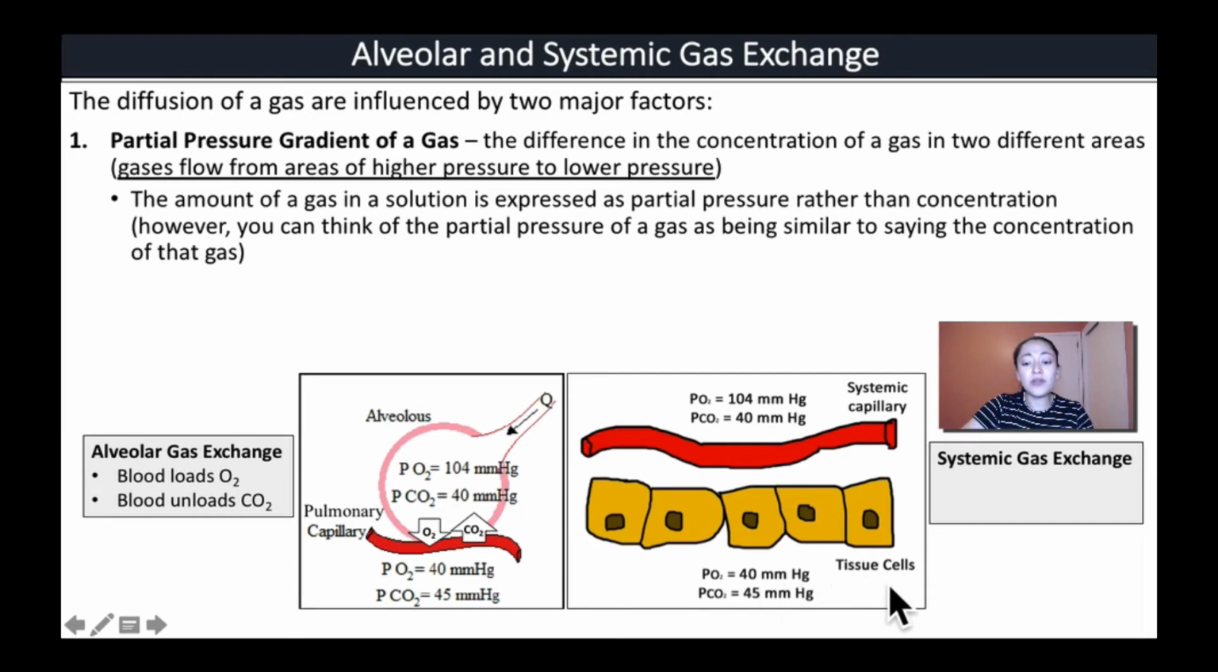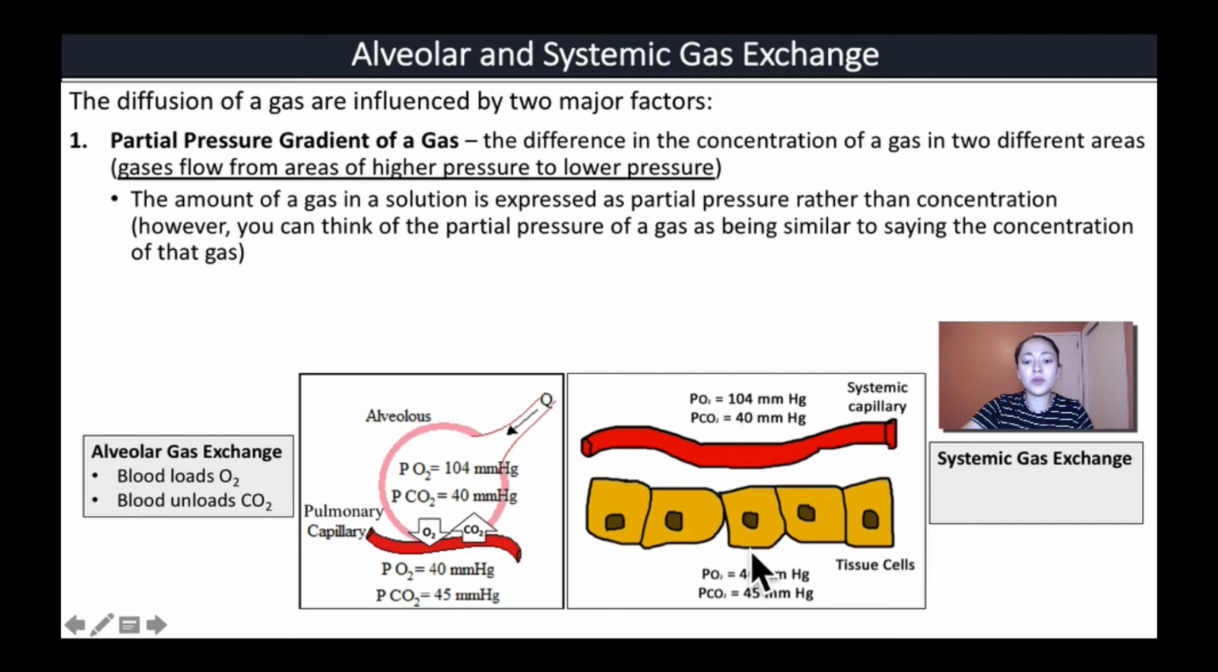That has to do with the fact that your tissue cells are constantly using up oxygen. The process that's happening in all your tissue cells is cellular respiration. Cellular respiration uses up oxygen and produces carbon dioxide. So the partial pressure of oxygen is really low out in the tissue space. So which way will oxygen want to move?